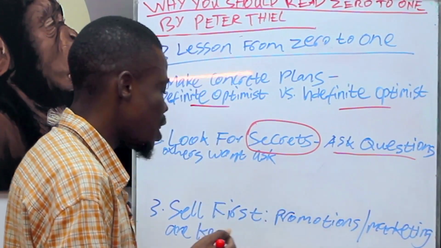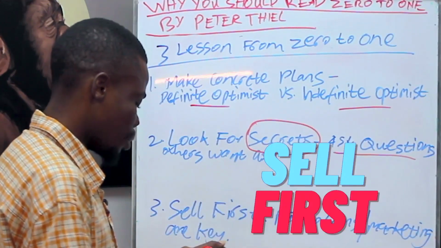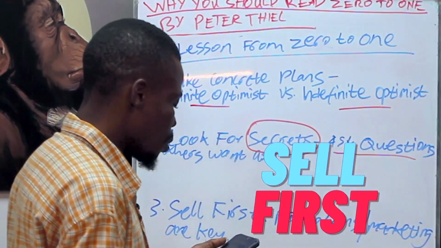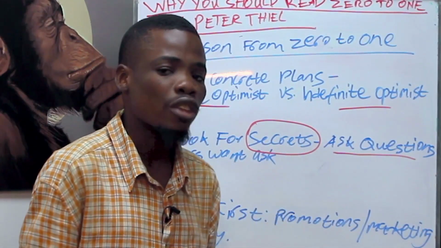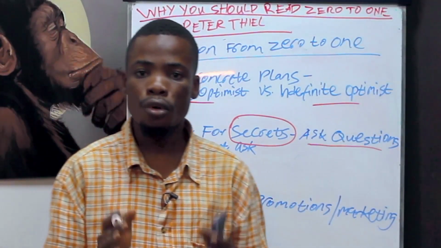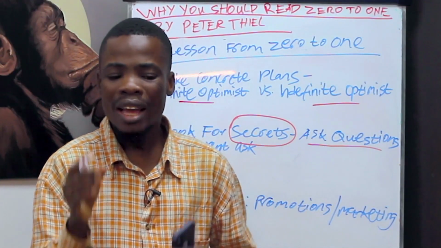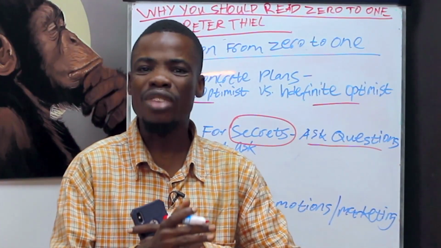Right. So the number three thing I learned from this book is sell first. Sell first. So selling, every startup must think about distribution. Distribution is very, very key.